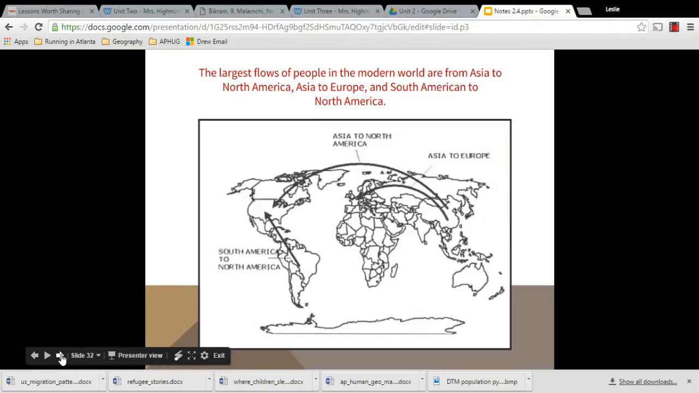The largest flows of people in the modern world are from Asia to North America, Asia to Europe, and South America to North America.